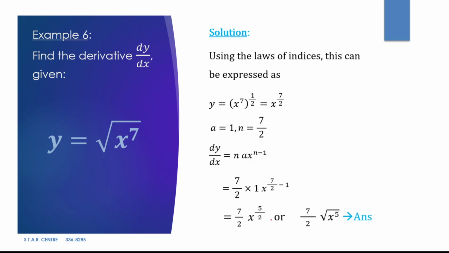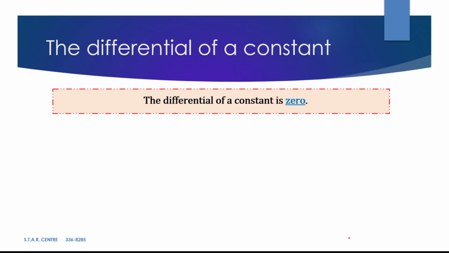And this can be simplified even further, the fraction 5 over 2, to give us 7 over 2 square root of x to the power of 5. And that comes from 5 over 2 can be split up to give 5 multiplied by a half. And then the power of a half is what gives you square roots. And we are left with just the power of 5. So this is our final answer for example 6.